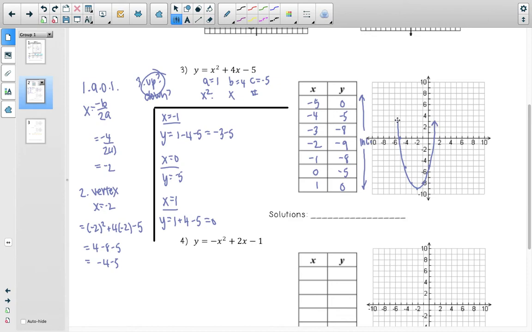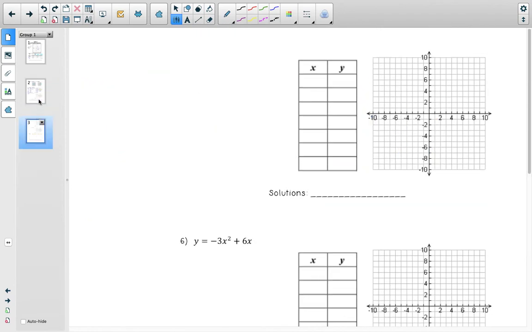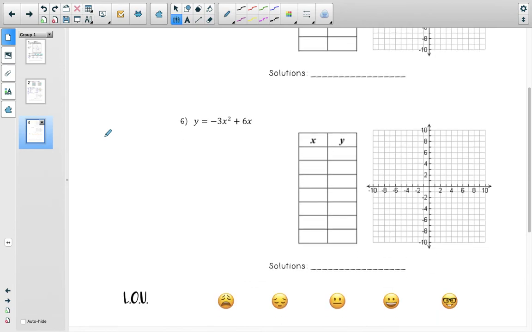Okay, so the question is, what are the solutions? Well, the solutions are where it crosses the x-axis. So right here and right here. So our solutions are x equals -5 and 1. Okay. Actually, I want to look at another example just to see something. Let's actually skip to number 6 because I think that'll be a good example to have too. So let's go ahead and do number 6, and that will be our last example.